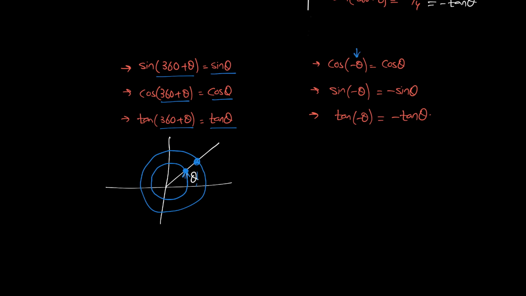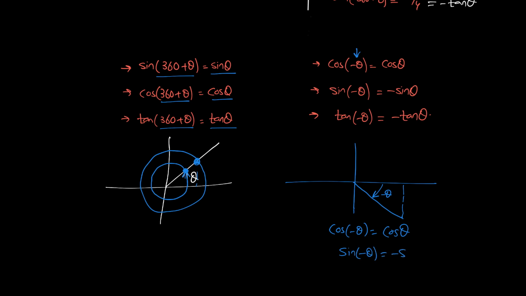Now negative angles. Let's say you have a negative angle minus theta. Negative angle means angle measured clockwise, so this is minus theta. So cos of minus theta is the same as cos theta, because it's in the fourth quadrant, so cos of a negative angle is equal to cos theta. Sine of minus theta is equal to minus sine theta, and we know that in this quadrant sine theta is negative, and tan of minus theta would be minus tan theta.